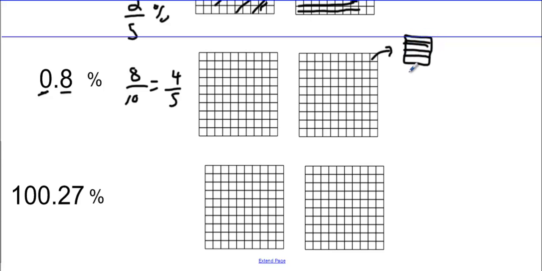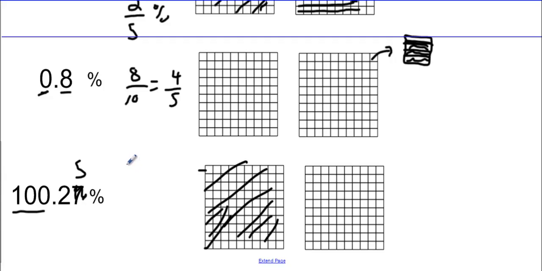Let's do that. And then color 4 in. 1, 2, 3, 4. Now this one's 27. Let's change it to 25. Make it easier. We're going to shade 100 in first. 100%. So this is 100%. And on top of that, we need decimal 25 of a percent.